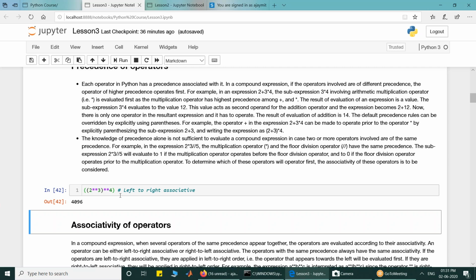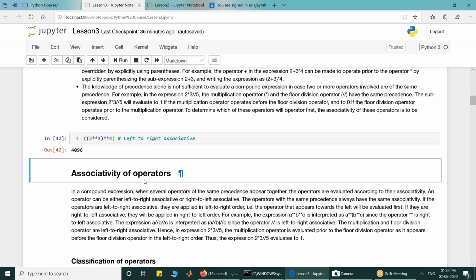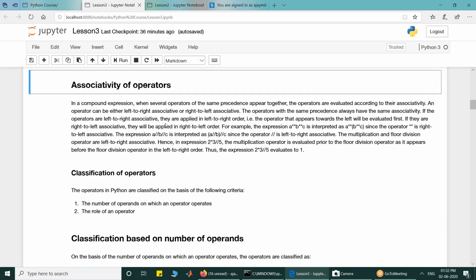You have to look whether your compound expression is having operators of different precedences. So if the operators are of different precedence, there is no confusion about it. The operator of higher precedence will get evaluated first. But if they are of the same precedence, then you have to look for associativity as well. Am I clear in my saying about the precedence and associativity? Has everyone got the rule? What to look for associativity, when to look for the precedence?